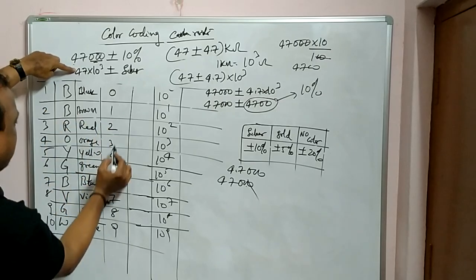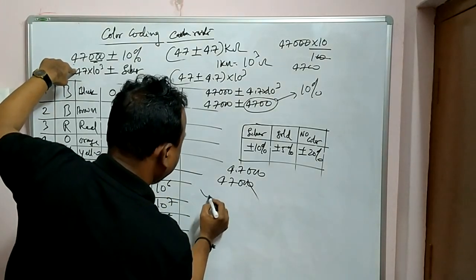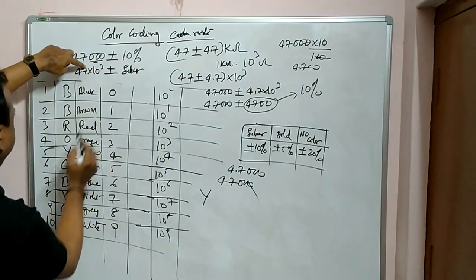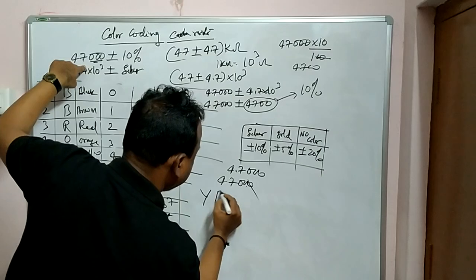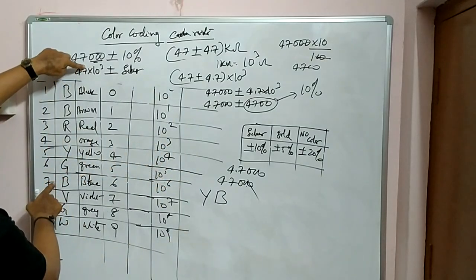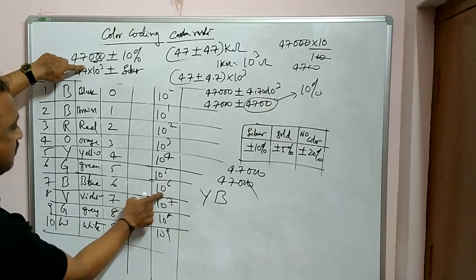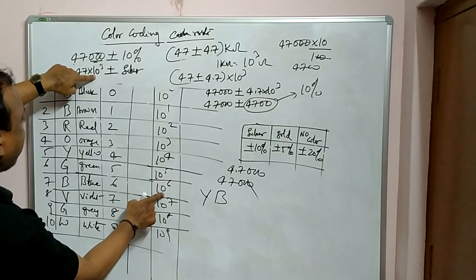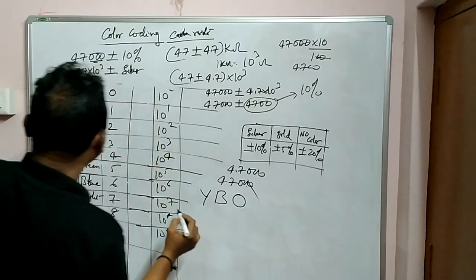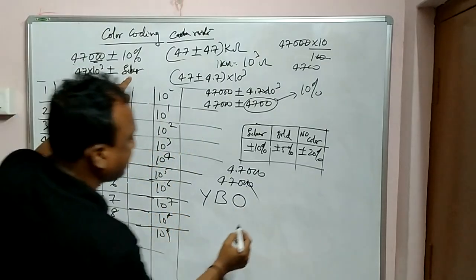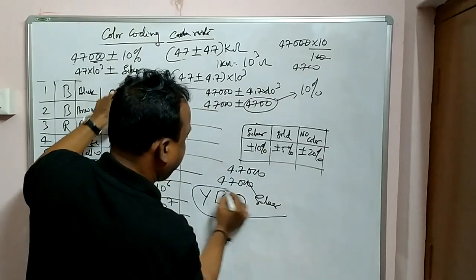You can see 4 is what? Yellow. 4 means yellow, the first color. 7 means what here? Blue. Check once. 7 means what? Blue. Next 10 power 3, again orange. And finally 10% means silver. So this is the color coding value.